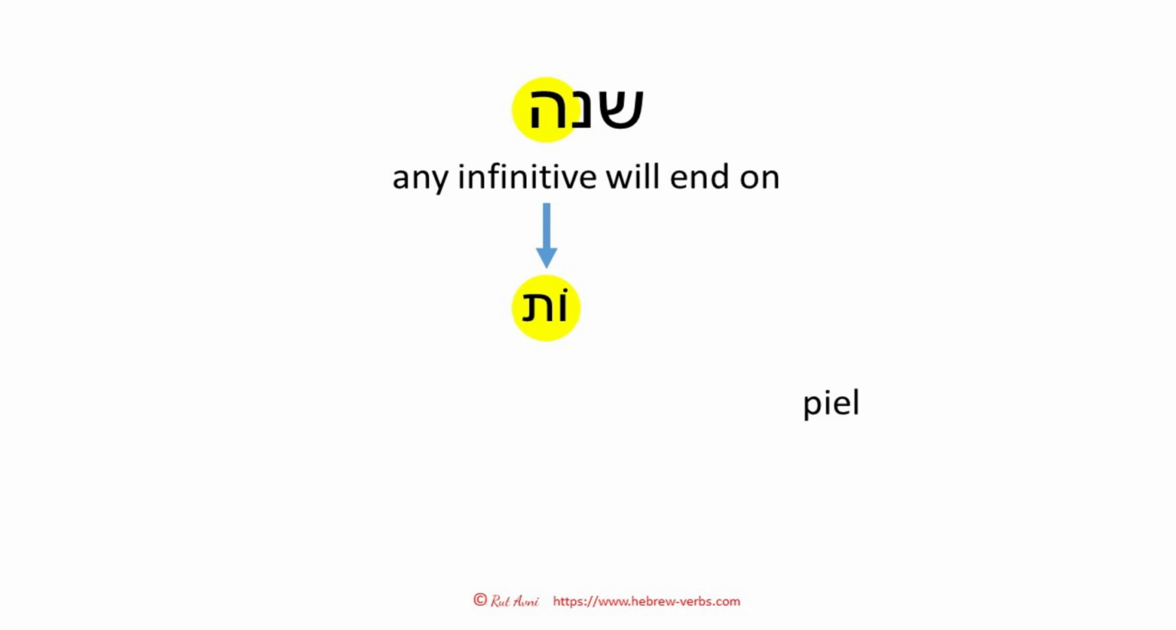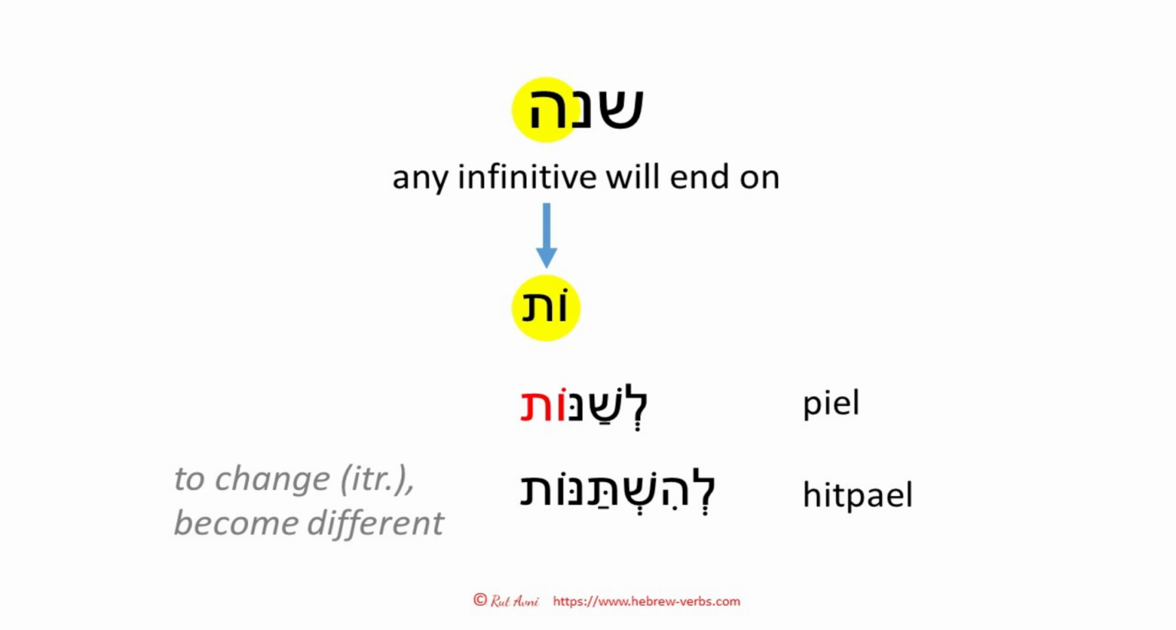This is pi'el, le shanot. This means to change, alter. And we have hitpa'el, lehishtanot, which means to change also, but intransitive, or to become different.